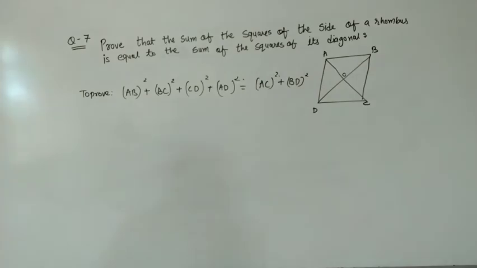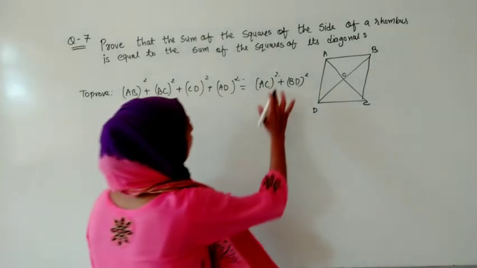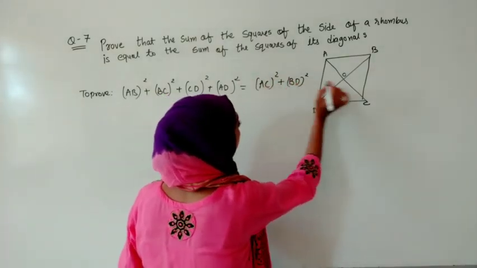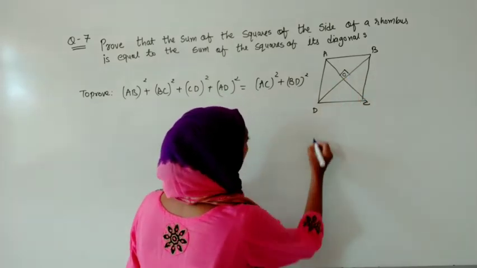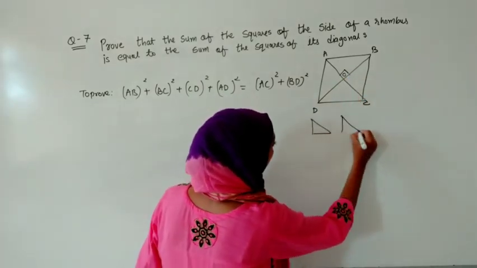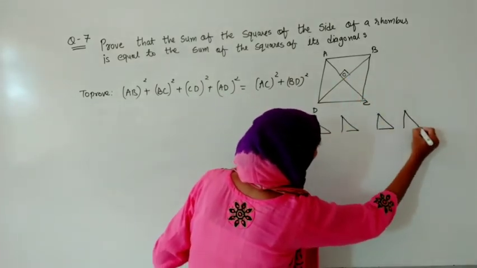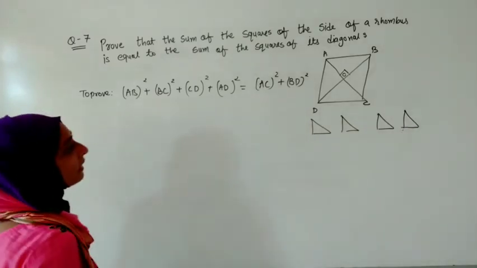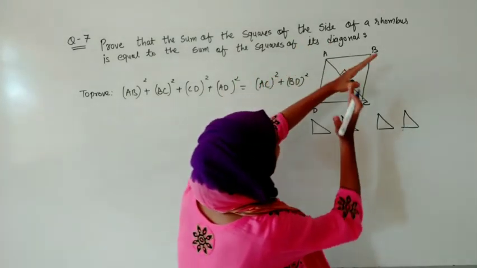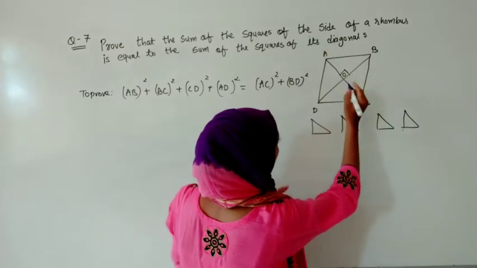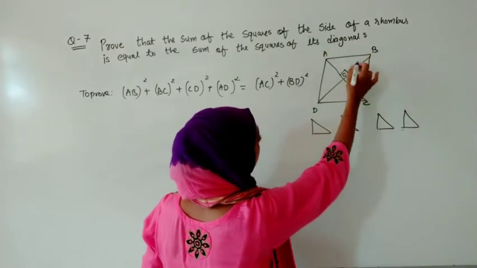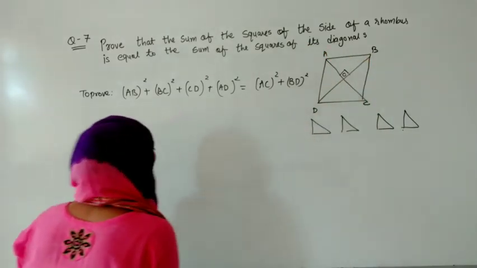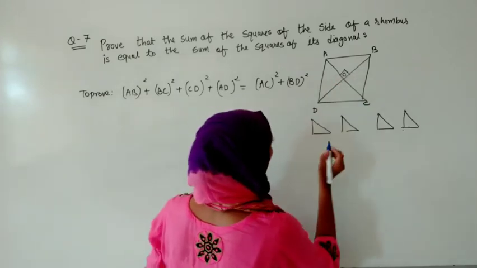So how will we prove it? As right now we know, this is the concept of Pythagoras theorem. So we have to divide it into four triangles, each having 90 degrees. Now you will ask how it is 90 degrees, because in smaller classes we learned that a rhombus has all sides equal as well as its diagonals intersect each other at 90 degrees.